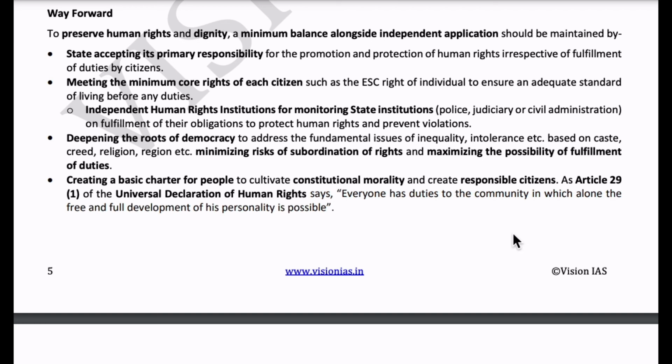Under Article 29, it says that everyone has duties to the community in which alone the free and full development of his personality is possible. This is from the Universal Declaration of Human Rights. So this basic character should be made much more known to the people so that they will be responsible under this.